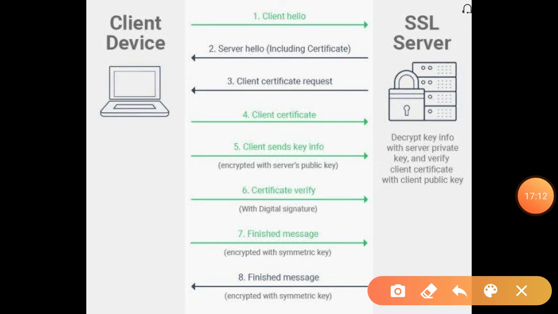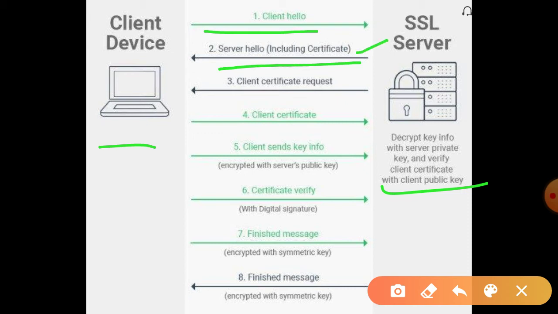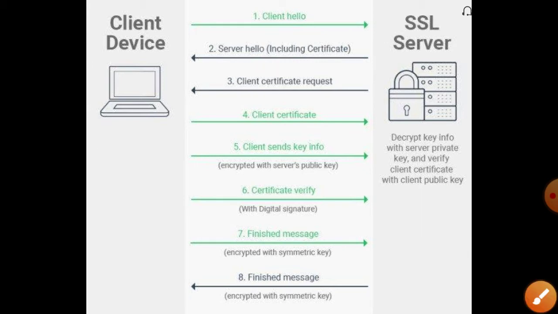So this is a client device and this is the SSL server device. In the first phase, the client and server send the hello packets, and then information like the cipher suite and the protocol information. The client sends the hello, and then the server sends hello including the certificate, and then the certificate request for the client. First the client sends the request, and in return the server sends the certificate request also. This is happening in the first phase.